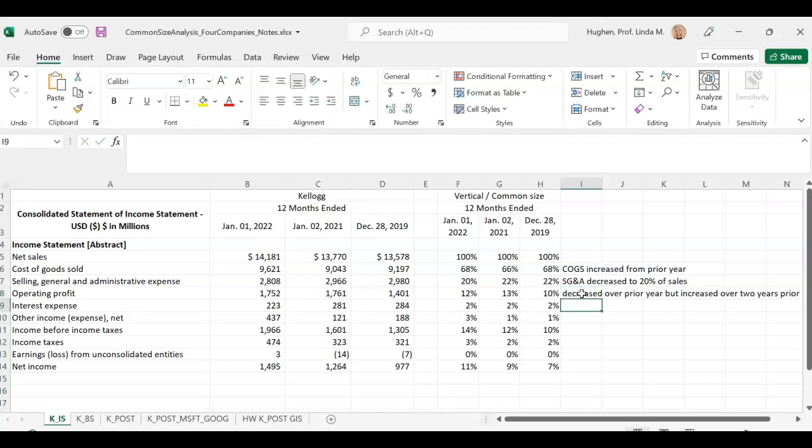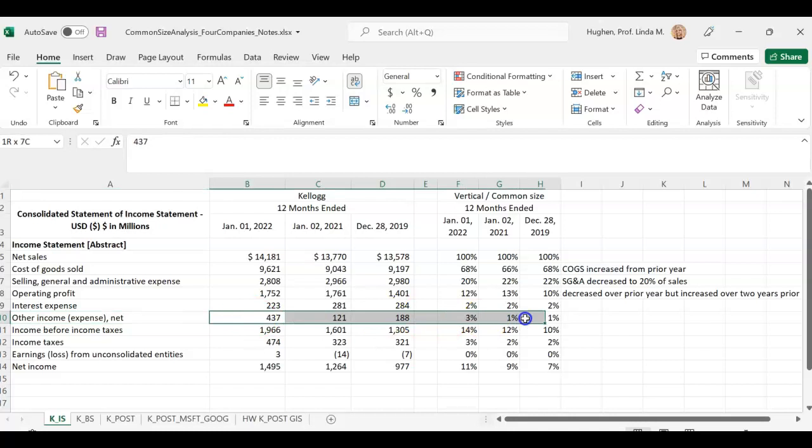Interest expense, we can see, was consistently 2% of sales. Other income or expense. So what does this title mean? Other income, parentheses, expense. If the number is shown in parentheses, it would be a net expense. So you can think of losses on sales of plant, property, and equipment, or losses on sales of investment securities that were greater than dividend revenue. So we're putting together all those other revenues, gains, losses, and expenses all together and showing them net.